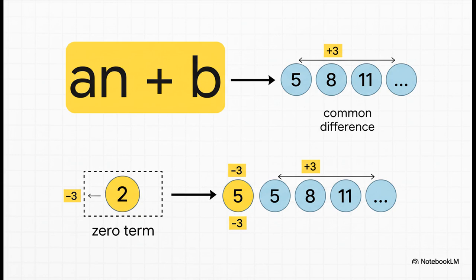And here's the secret. Every linear sequence follows this format, an plus b. Now the a bit is the easy part. It's just the common difference, the number you're adding or subtracting each time. But b, this is a great little trick. We call it the zero term. Just imagine taking one step backwards from the first term. That number is your b.